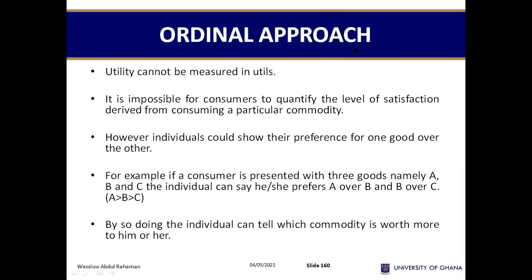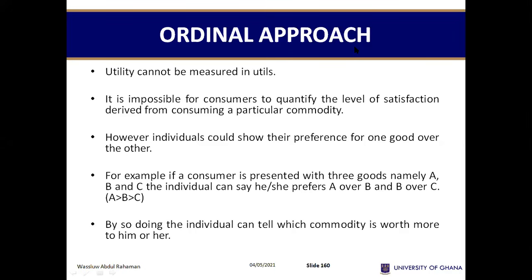Right? So that's the key difference between this approach and the cardinalist approach. Utility cannot be measured, but the individual can reveal his preference with regards to what gives him more satisfaction than the other. So this is a key difference between the two approaches.